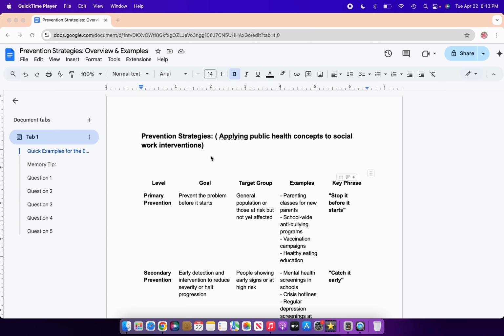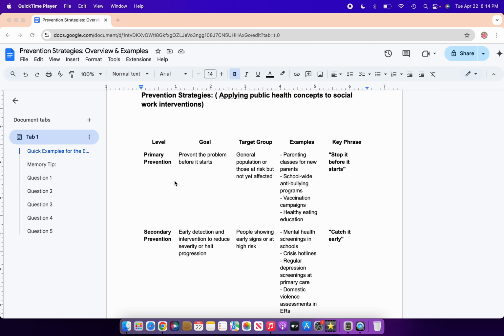So today we're going to be going over preventative strategies. So we're going to be applying public health concepts to social work interventions. I've seen a few questions that talked about primary prevention, secondary prevention, and tertiary prevention. So I want to make a quick video to talk about this. Try to break it down to make it easy to remember and then go through a few practice problems. So let's just get right into it.